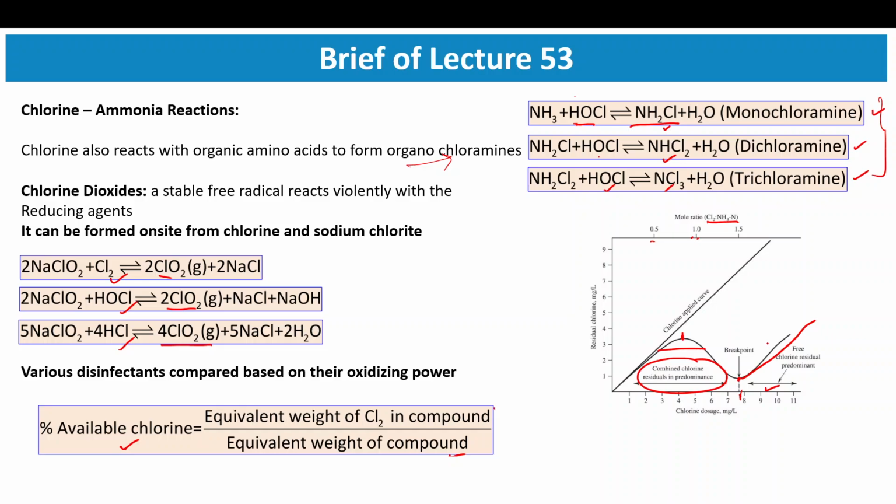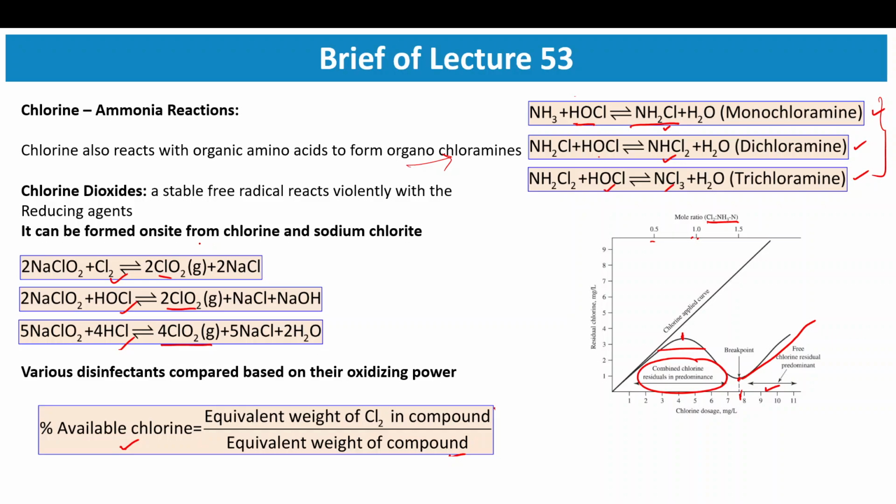But chlorine dioxide forms stable radicals, but it has very good reactivity, and it readily and violently reacts with reducing agents, because it's an oxidizing agent, because of its high oxidation potential. So due to its strong reactive nature, it is usually formed in situ or on site from chlorine and sodium chloride or some different materials.